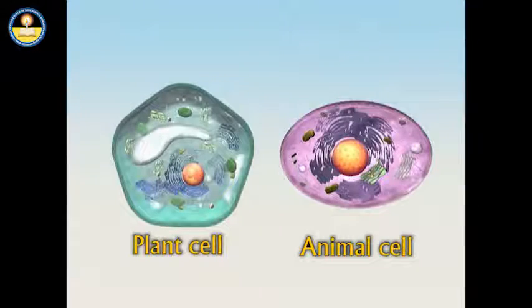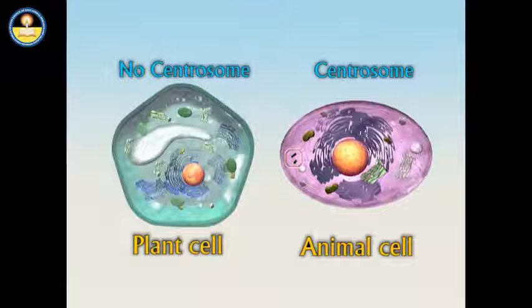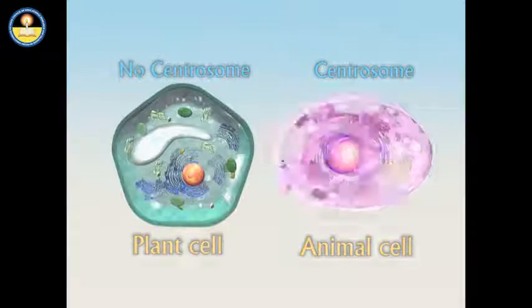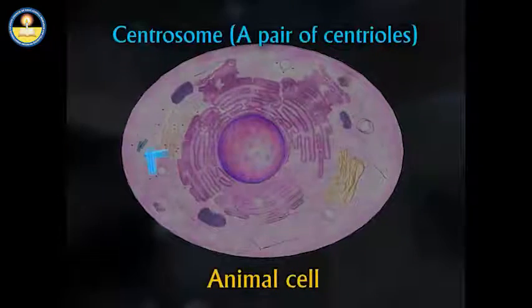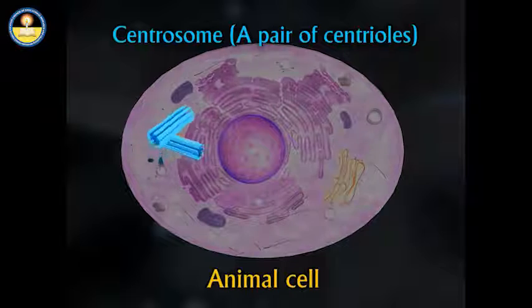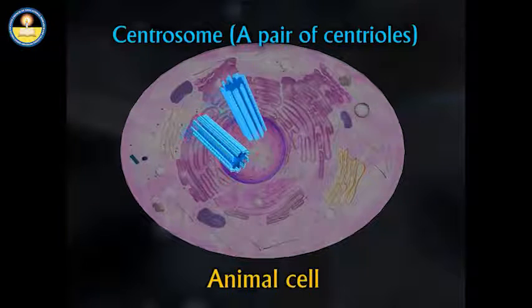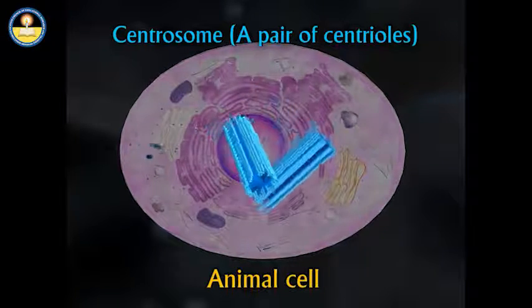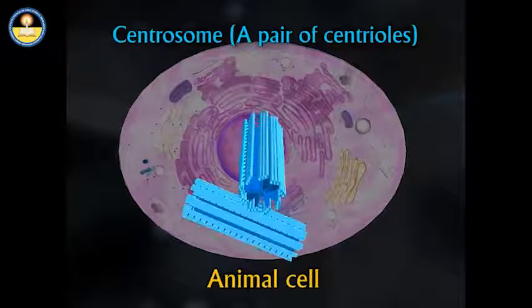Another major difference in the cells of plants and animals is that animal cell has centrosome, whereas plant cell does not have. Centrosome is composed of a pair of centrioles. It helps in formation of spindle fibers during the process of cell division.